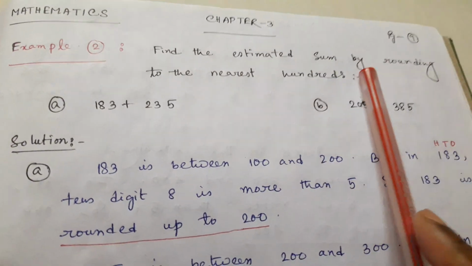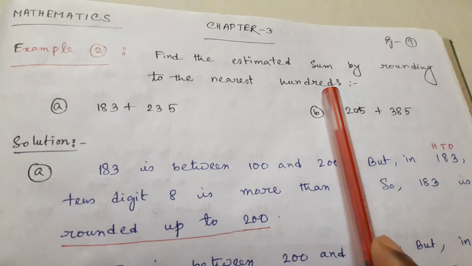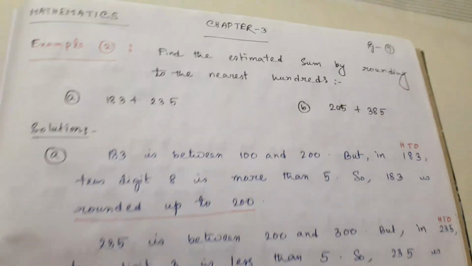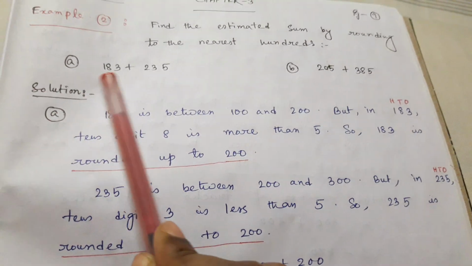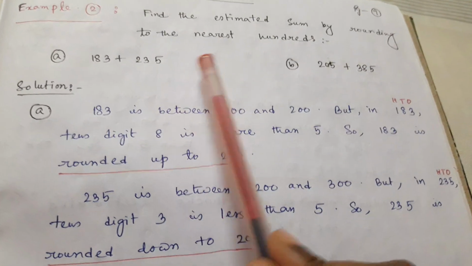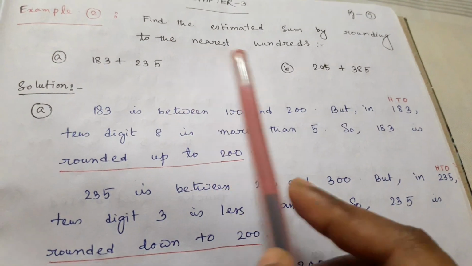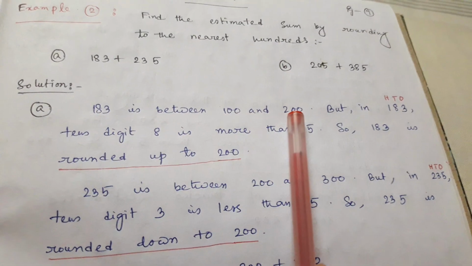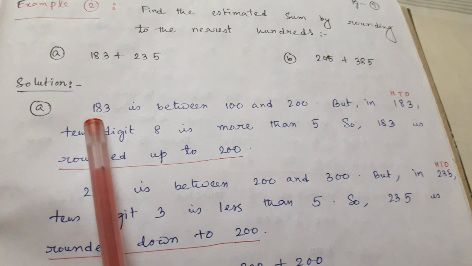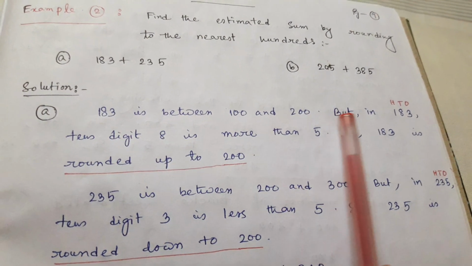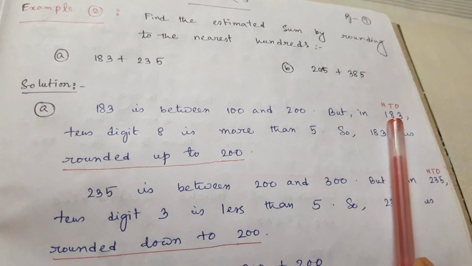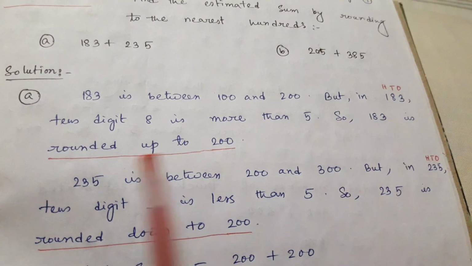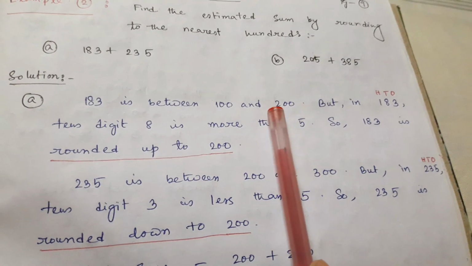Find the estimated sum by rounding to the nearest hundreds. So we have to find the estimated sum of these two numbers. We will take the first number, 183. We first round it off to the nearest hundreds. Now 183 is between 100 and 200 because its nearest hundreds multiples are 100 and 200. In 183 the tens digit is 8, and 8 is more than 5. So 183 is rounded up to 200.